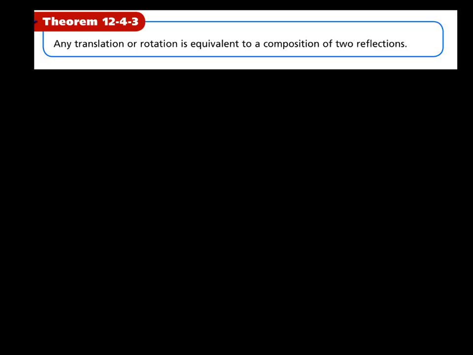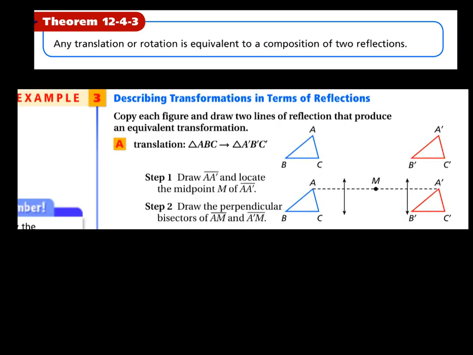Our next theorem, 12.4.3: any translation or rotation is equivalent to a composition of two reflections. So let's look at this example, that's on page 850. It says, copy each figure and draw two lines of reflection that produce equivalent transformations. So if we just look at these first two shapes, triangle ABC gives us the image triangle A prime, B prime, C prime.